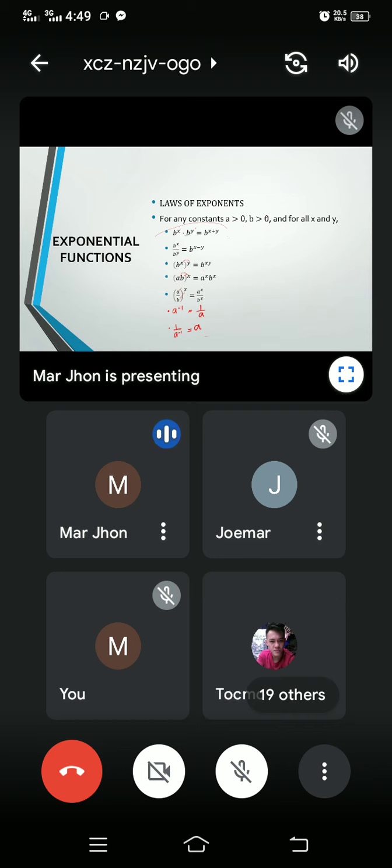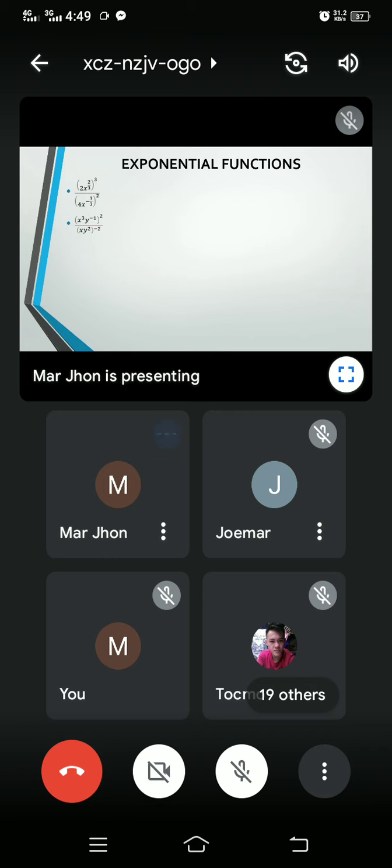I-add na nimo ang exponent. Like for example, let's take this one. So we have serve as letter A and letter B. So ato ning 2x to the power of 2/3, raised to the power of 3, over 4x to the power of negative 1/3, raised to the power of 2.